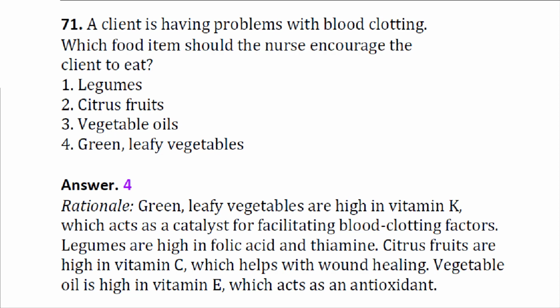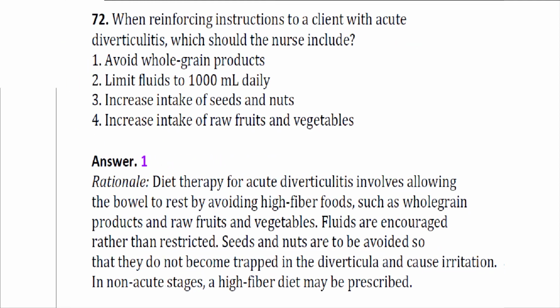Answer: 4. Rationale: green, leafy vegetables are high in vitamin K, which acts as a catalyst for facilitating blood clotting factors. Legumes are high in folic acid and thiamine. Citrus fruits are high in vitamin C, which helps with wound healing. Vegetable oil is high in vitamin E, which acts as an antioxidant.